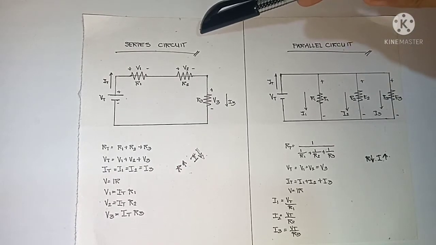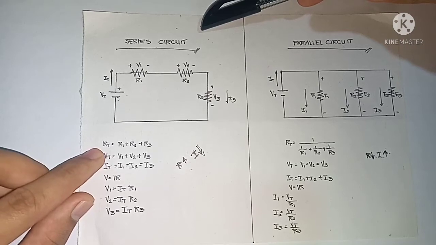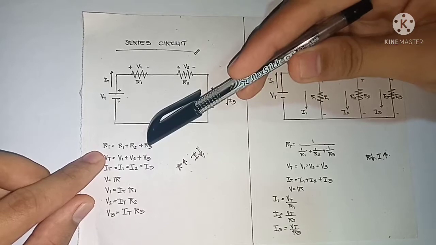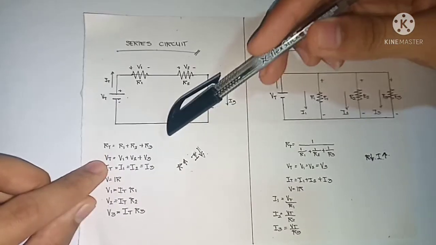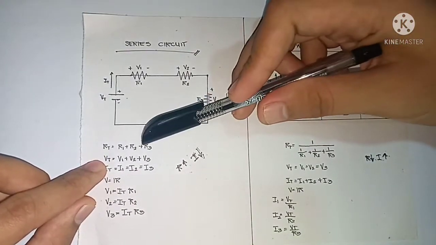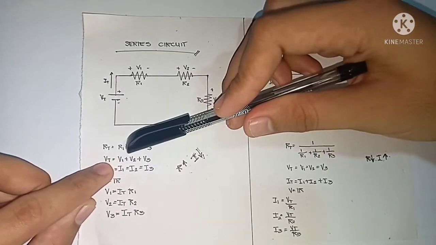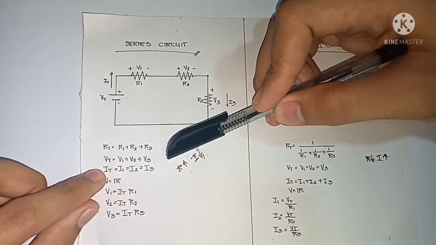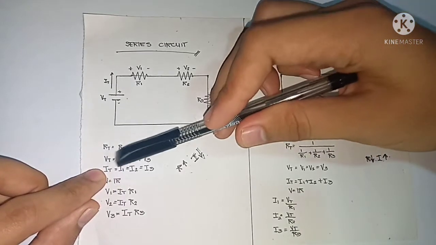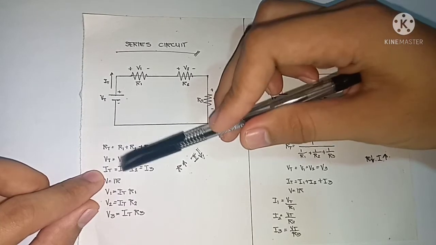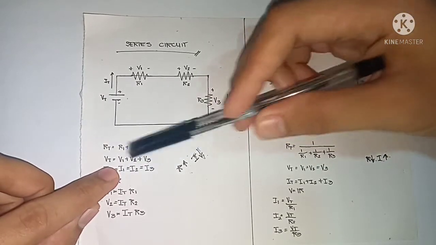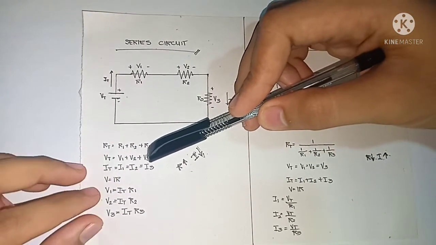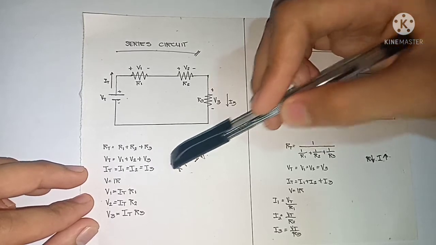In a series circuit, in getting the total resistance, it is equal to R1 plus R2 plus R3, and so on and so forth. And getting the total voltage, it is equal to V1 plus V2 plus V3, and so on and so forth. And getting the total current, it is all equal. Current 1 is equal to current 2 is equal to current 3, and so on and so forth.